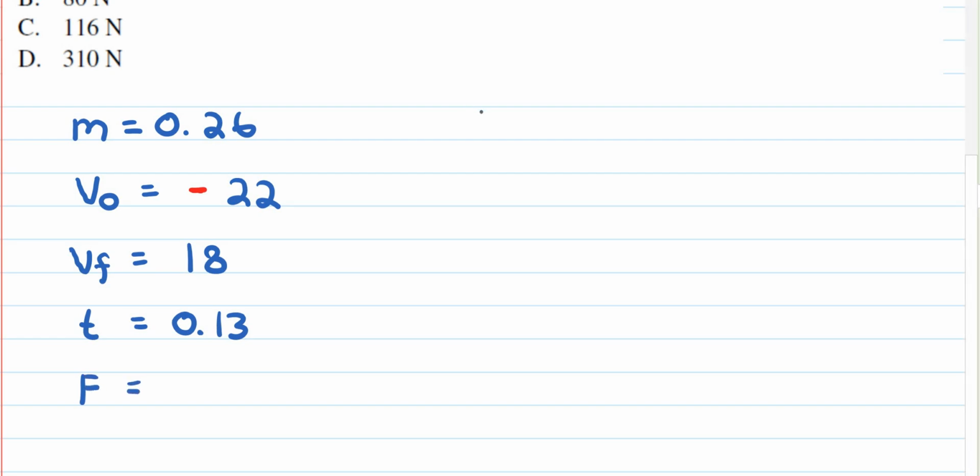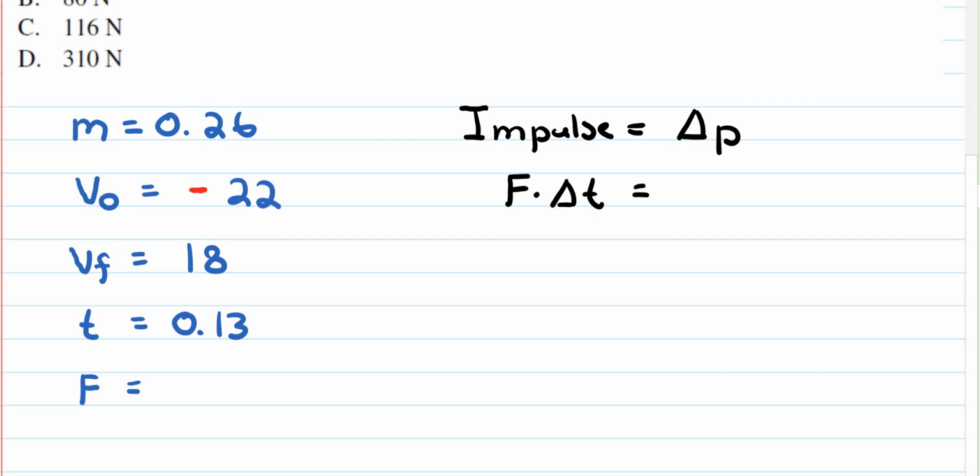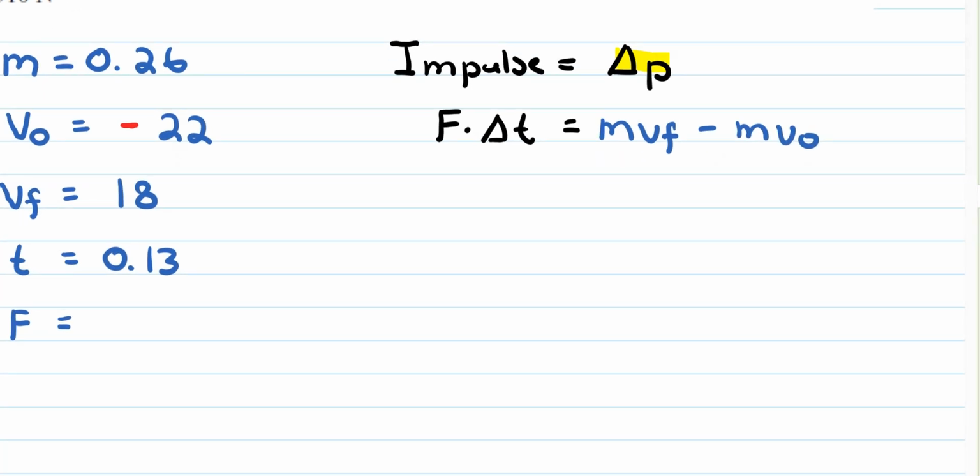Okay, so just like the previous problem, let's start off by writing impulse. So impulse is equal to a change in momentum. And another formula for impulse is force times the change in time. And when we have a change in momentum, what we're really saying here is your mass times your final velocity minus your mass times your initial velocity. Okay, and our goal here is to find the force that's acting in this particular problem.